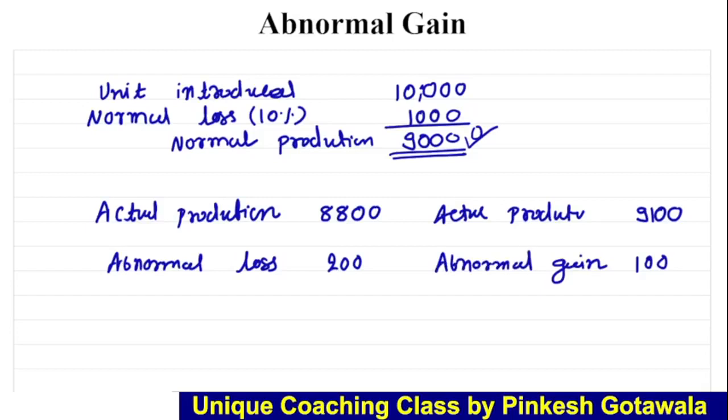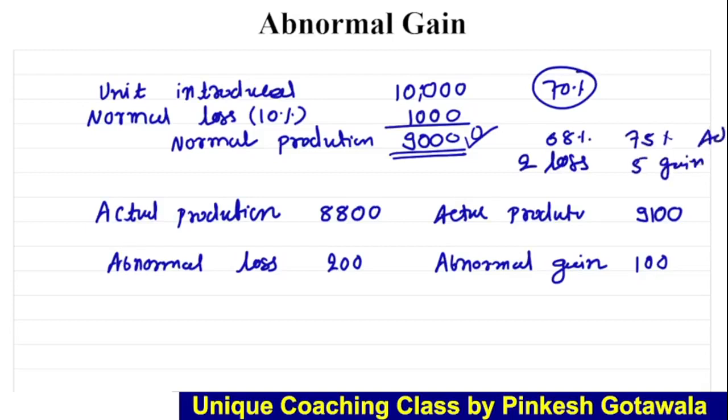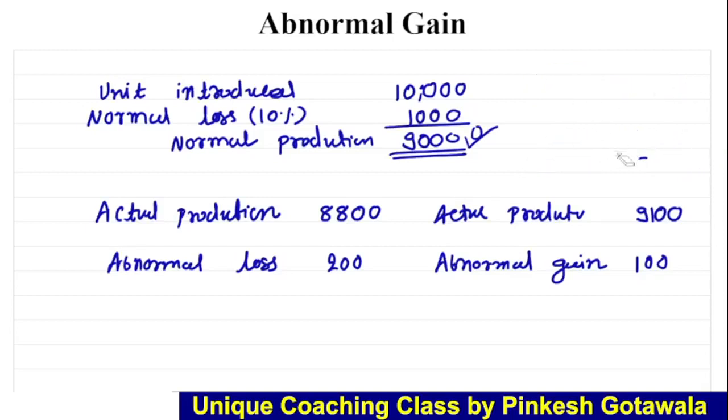What is abnormal loss? What is abnormal gain? If you were supposed to score 70% in an exam, but when the result is declared you get 68%, it means 2% loss. And if you get 75%, it means 5% gain. The normal is what you expect, and the actual is what you get. If you get more in actual, it will be gain. Clear? So now your idea is clear about abnormal loss and abnormal gain. If you get more than normal in actual, it is gain; if production is less, it is called loss.